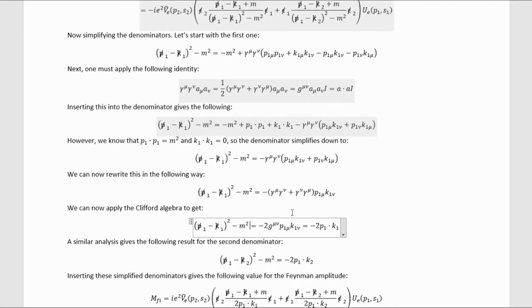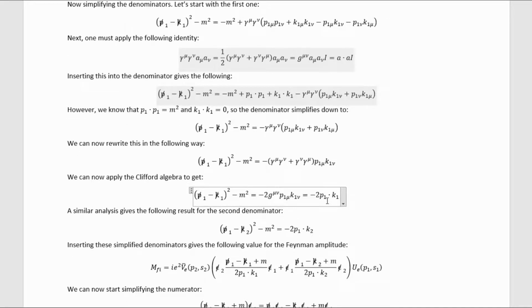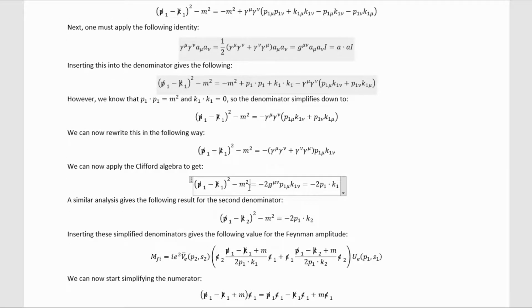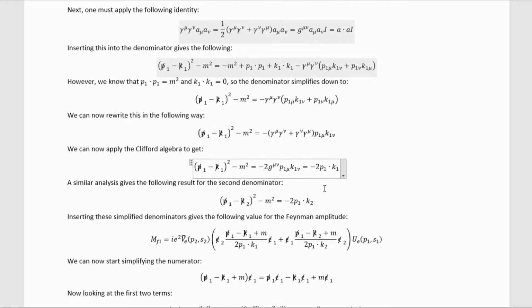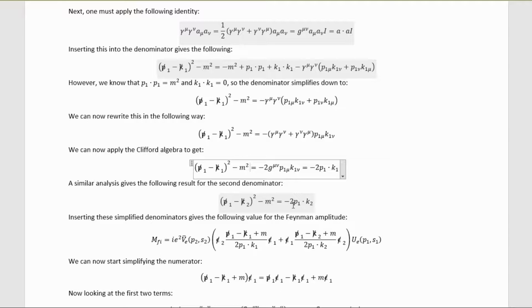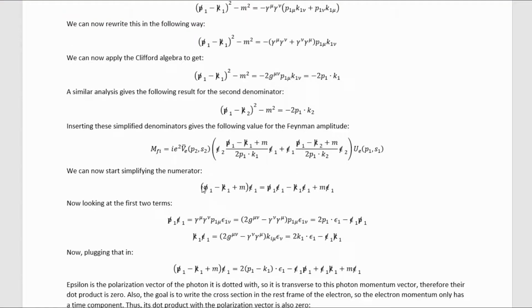and then we can use the Clifford algebra satisfied by the gamma matrices to replace this anti-commutator with twice the metric, which then gets this to a dot product. Thus we've simplified this denominator down substantially. The second denominator simplifies down in exactly the same way to yield this dot product. We can then insert these back into the Feynman amplitude to get this expression for it. We can then begin simplifying down the numerator.